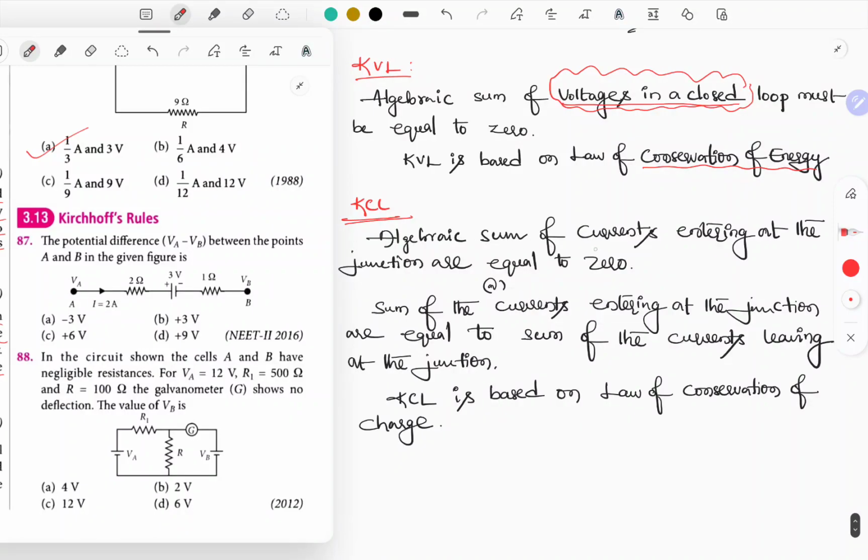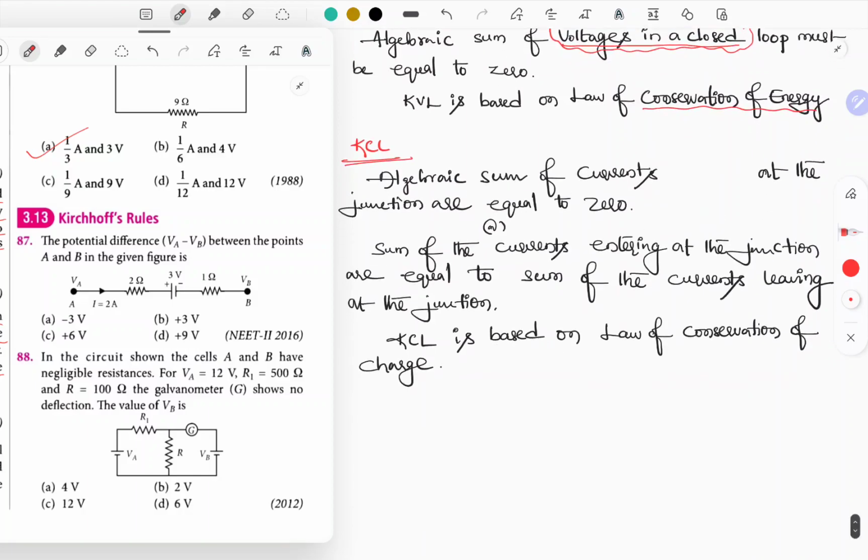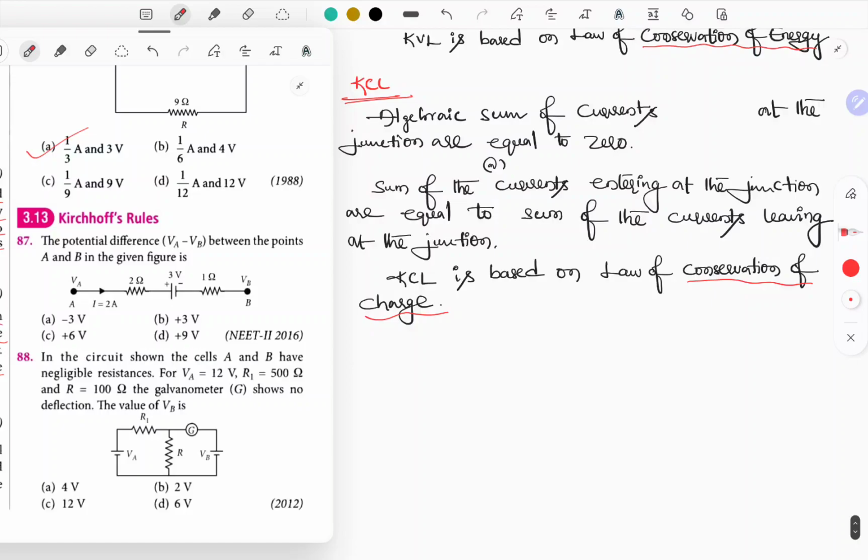Next one is KCL, Kirchhoff's current law. The algebraic sum of currents entering at the junction is equal to 0. Instead of this, we can replace this point as: algebraic sum of the currents at the junction is equal to 0. Same point I have given here: the sum of the currents entering at the junction is equal to the sum of the currents leaving at the junction. And KCL is based on conservation of charge. So these are the basic points to understand.